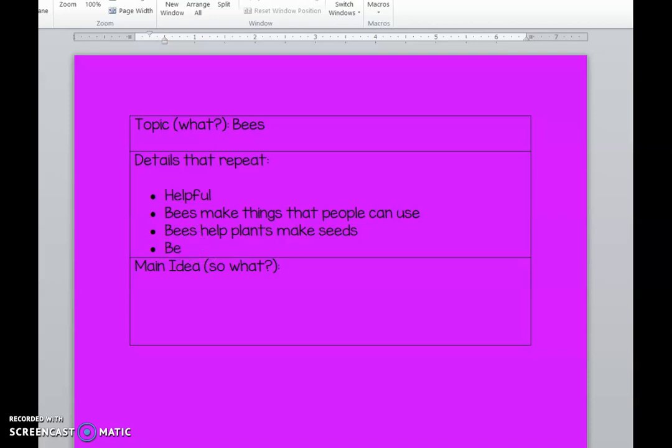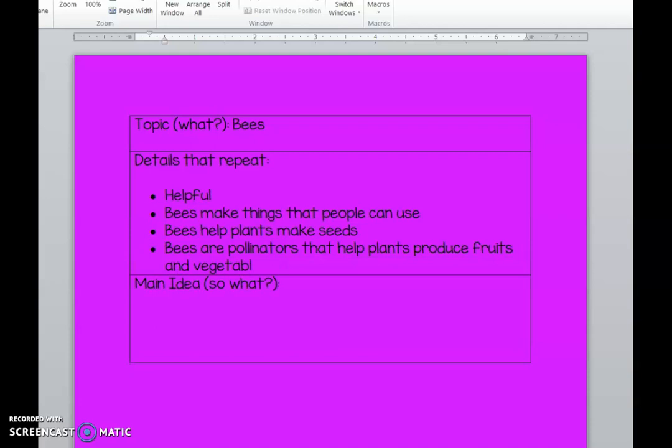So I could say bees are pollinators that help plants produce fruits and vegetables because I remember that when bees pollinate plants, the plants produce seeds and also they produce fruit after they can become pollinated. So, bees are pollinators that help plants produce fruits and vegetables. And I'm going to add a detail onto that: humans and animals can eat.